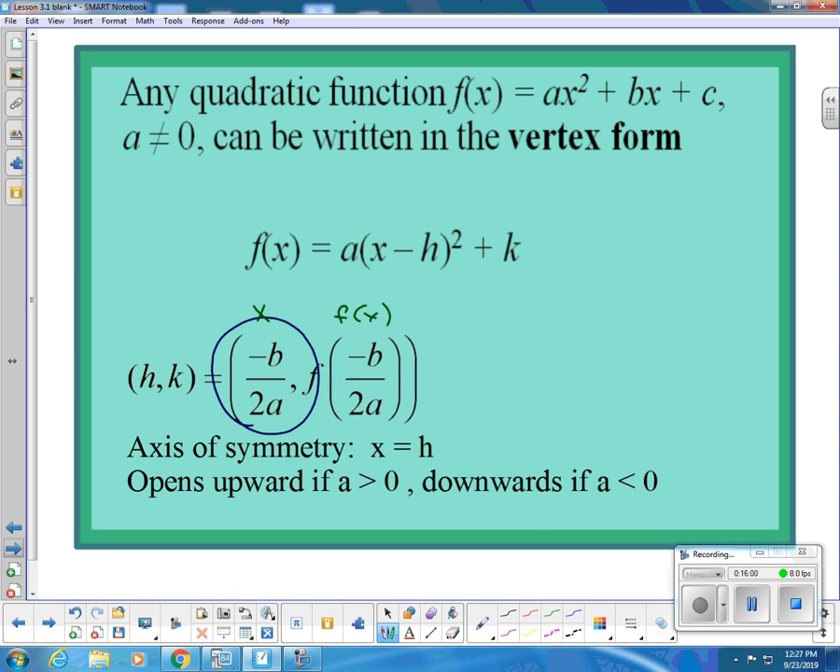Okay? You have an axis of symmetry with every quadratic. You have a line that it folds on. And that's always at the h part of your vertex. So it's always going to be x equals h. And we already talked about if a was positive, it would open up. If it's negative, it opens down. All right, so we're going to kind of put everything together here.